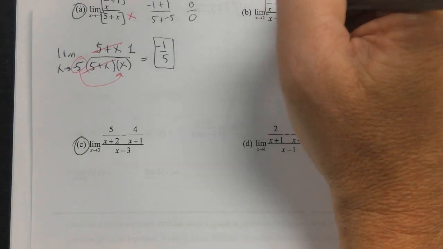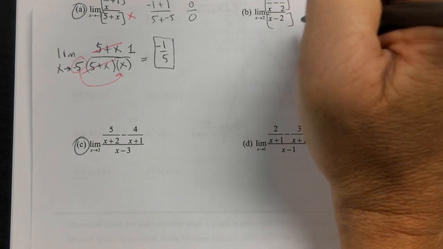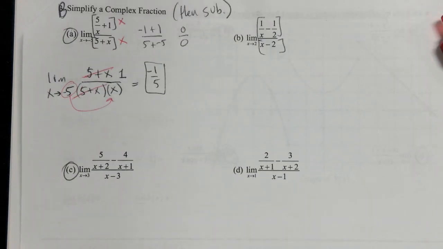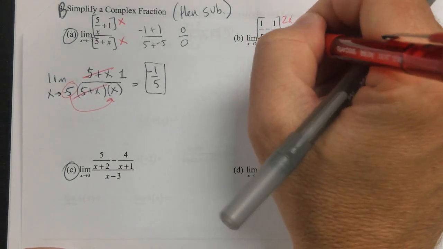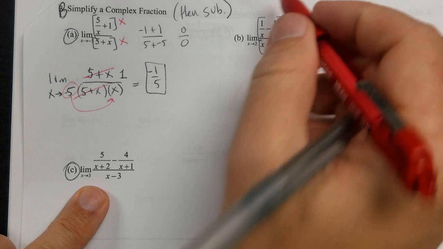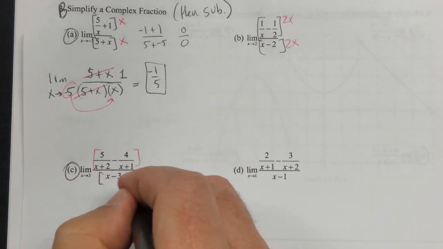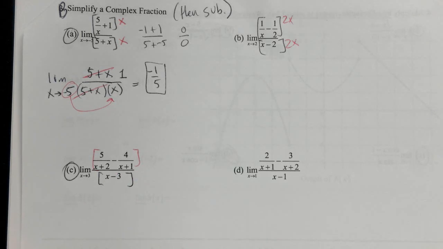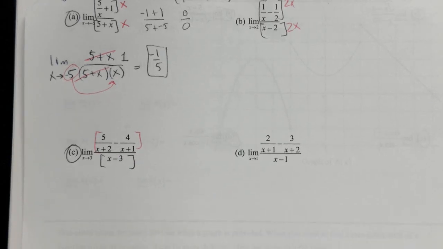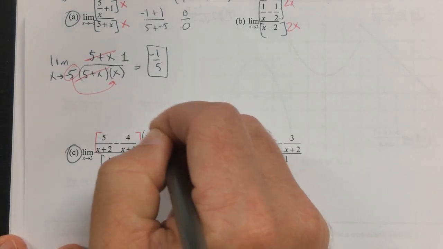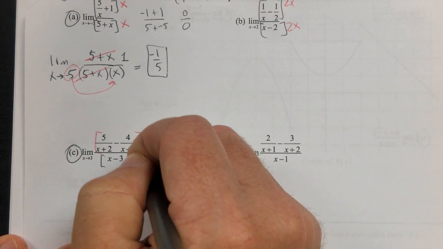Again, I don't want to do all of these. What would I multiply by on example B? Good, 2 and x. So let's pass on that one in the interest of time and do one that's a little harder here. How about C? What should I multiply by that would make all the denominators go away? X plus 2 and x plus 1. And remember, you got to do that to top and bottom.